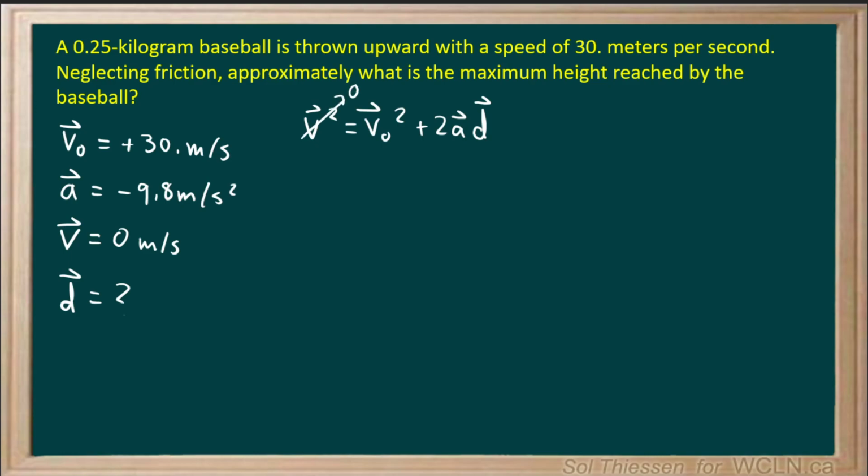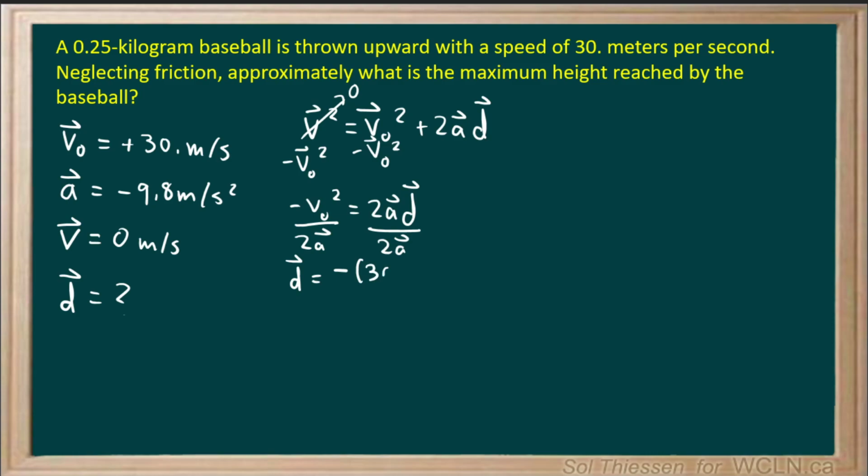So we know final velocity is 0, so this term will be 0. We want to isolate for displacement, so we'll subtract v0 squared from both sides, leaving us with negative v0 squared equals 2 times acceleration times displacement. We'll divide both sides by 2 times acceleration to get displacement on its own. That'll leave us with displacement equals negative v0 squared, which will be negative 30 meters per second squared, divided by 2 times acceleration, 2 times negative 9.8 meters per second squared.